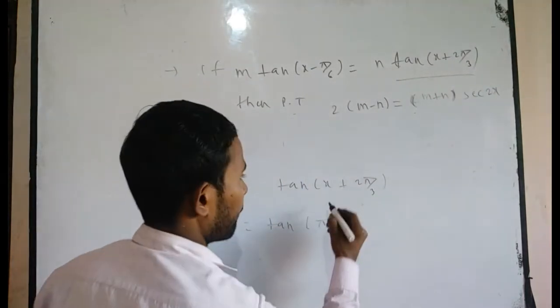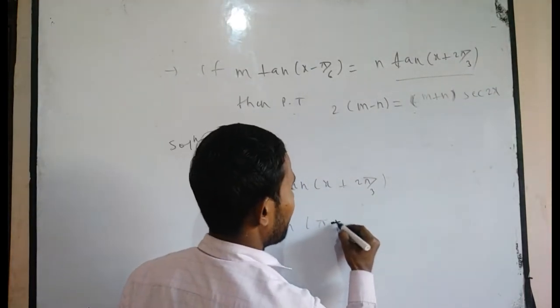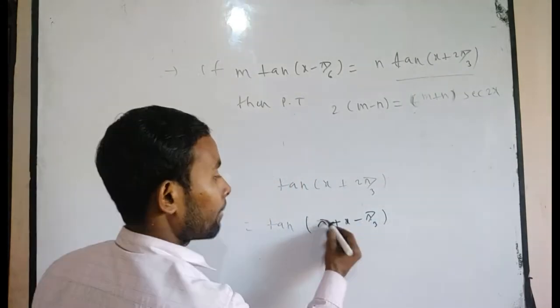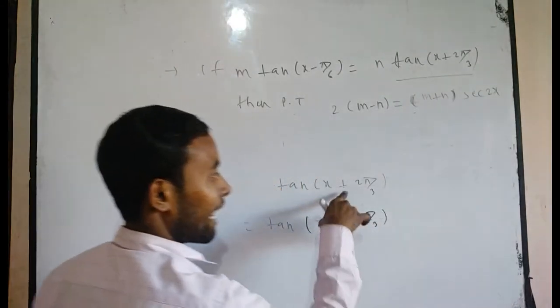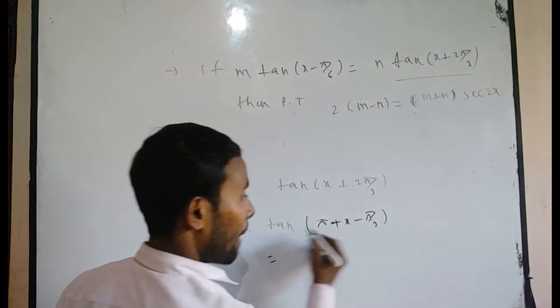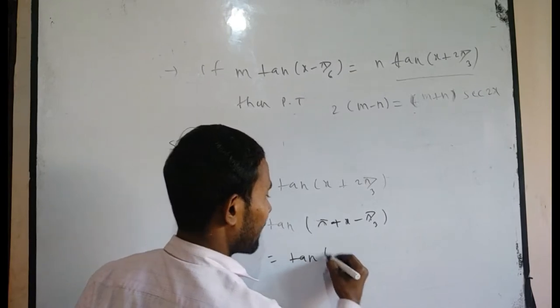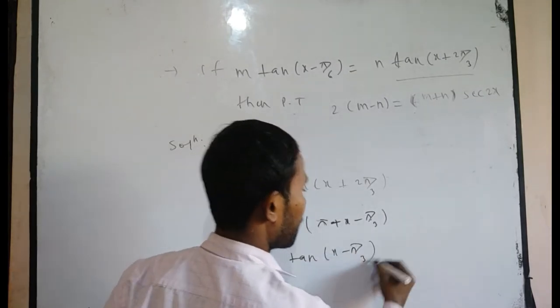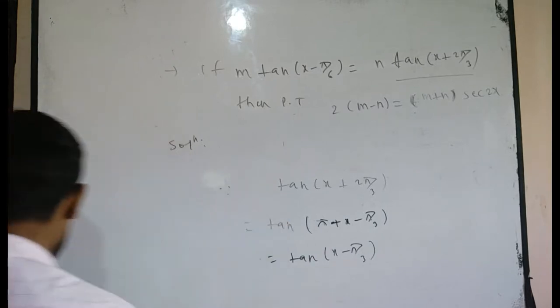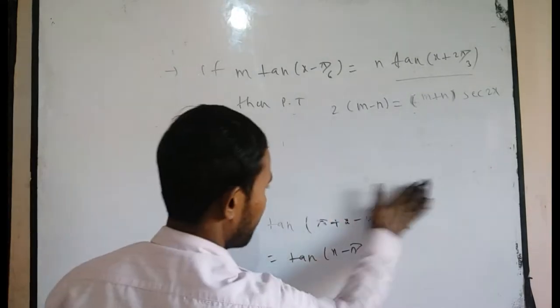This is pi, and pi minus pi by 3, that means pi plus x minus pi by 3. Can you write it? Because pi minus pi by 3 is equal to 2 pi by 3 and x in addition, so you can write it here. Now pi plus theta, tan of pi plus theta will be what? tan theta, so it will be tan of x minus pi by 3. Now after writing it, you have to go to the problem.